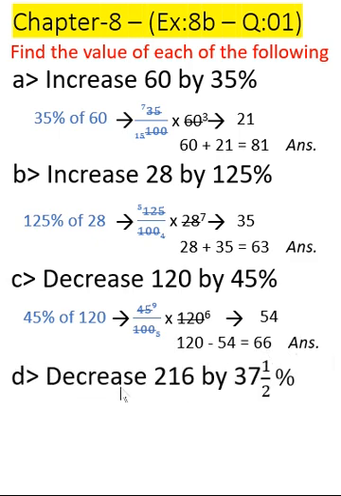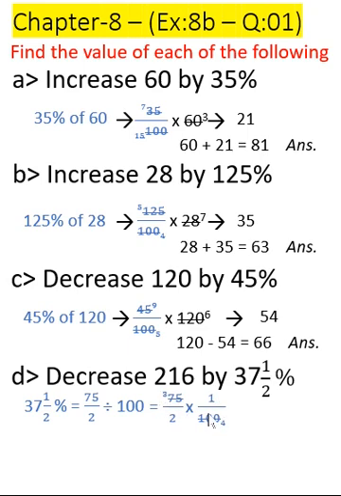Now part D is decrease 216 by 37 whole 1 upon 2%. This is a little tricky because this is a mixed fraction. We first convert it into a fraction, that is we multiply 37 by 2, this will become 74, and plus 1 it will become 75. So 37 whole 1 upon 2% will become 75 upon 2. And what about percent? This is out of 100, or we say divided by 100. When we divide fractional numbers, we convert it into multiplication and the next number will become reciprocal. So it will become 75 upon 2 multiplied by 1 upon 100.